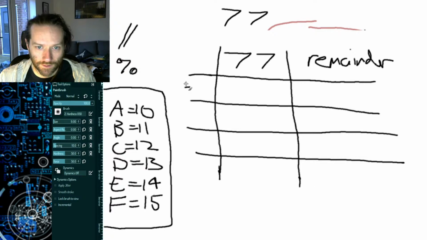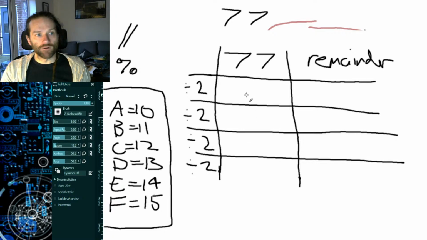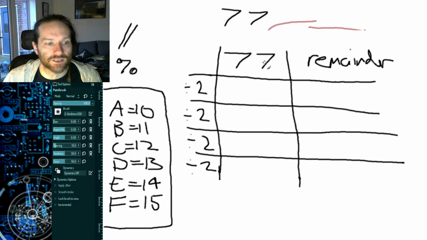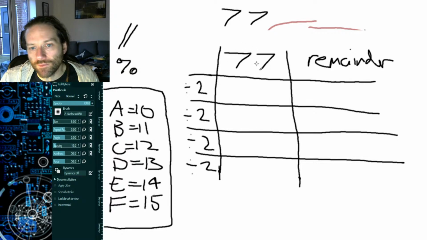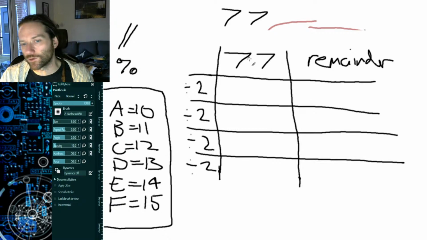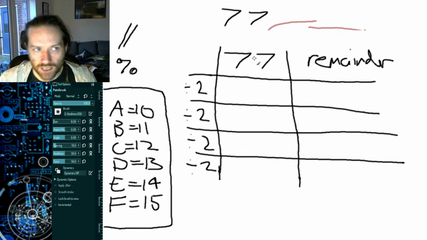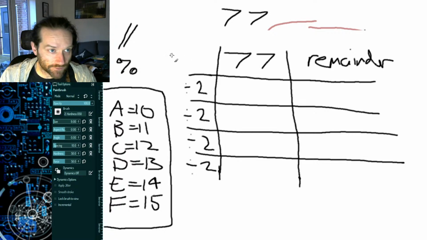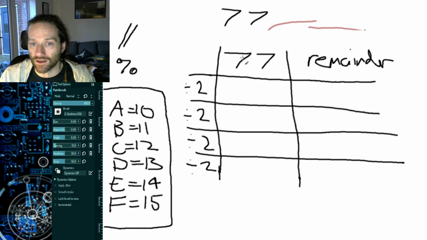So divide by 2, divide by 2. Obviously you don't have to write all of this out, I'm just doing this for demonstration purposes here. Now remember, working out the remainder when you're dividing by 2 is easy. If the number you're starting off with is even, the remainder will be 0. If it is odd, the remainder will be 1. So I can work out that remainder before I even do any division. 77 divided by 2, that's an odd number, so the remainder is going to be 1. I know that straight off the bat.